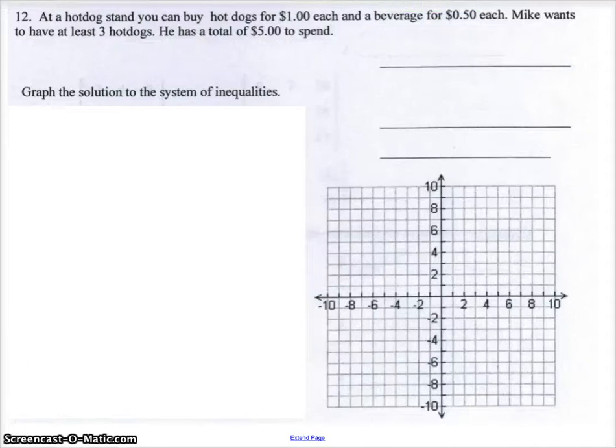Question number 12. At a hot dog stand, you can buy hot dogs for $1 each and a beverage for 50 cents, which is a great deal. So Mike wants to have at least 3 hot dogs, and he has a total of $5 to spend.